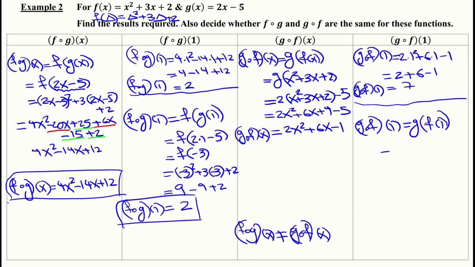All right, so we get g of, okay, now we need to go find out what f of 1 is. Remember, here's f of x up here. So wherever we see x, we're going to replace it with 1. So we get 1 squared plus 3 times 1 plus 2. So that's basically g of 1 plus 3, which is 4, plus 2, which is 6.